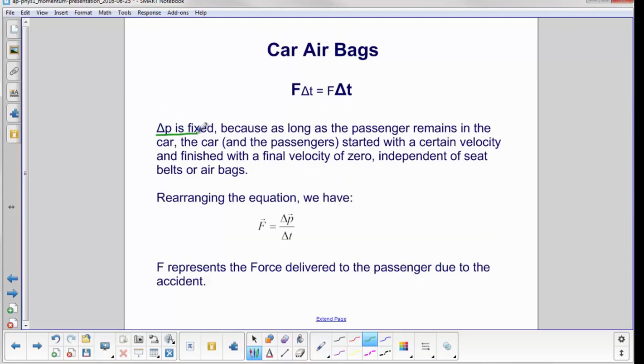Delta P is fixed because as long as the passenger remains in the car, which of course is another wonderful reason to wear your seatbelt, the car and the passengers started with a certain velocity and finished with a final velocity of 0, independent of the seats or the airbags. Whether you had them on or not, the car is going to stop. By rearranging the equation, F is delta P over delta T, where F represents the force delivered to the passenger due to the accident.